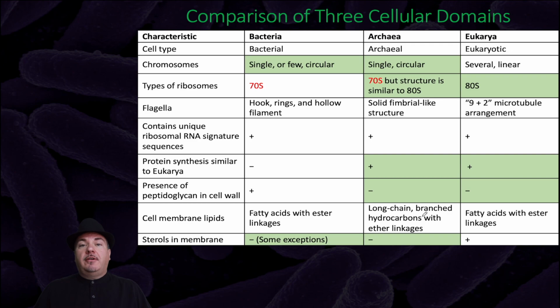For example, bacteria and Archaea have circular chromosomes and usually a single chromosome, whereas Eukarya have long linear chromosomes and many of them. The ribosomes in the Eukarya and the Archaea have structures that are very similar to each other, even though by their sedimentation weight, they're similar in bacteria and Archaea. The protein synthesis is similar between Archaea and Eukarya, and both Archaea and Eukarya have presence of peptidoglycan in their cell wall. However, Eukarya have sterols in their membranes, whereas Archaea and most bacteria do not.